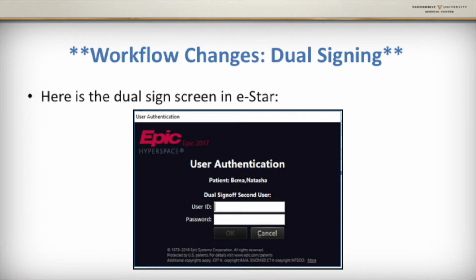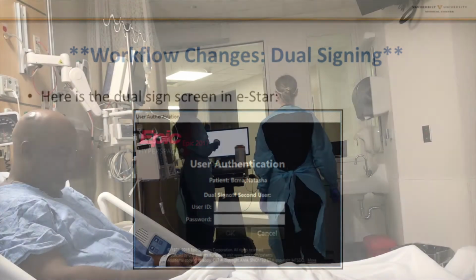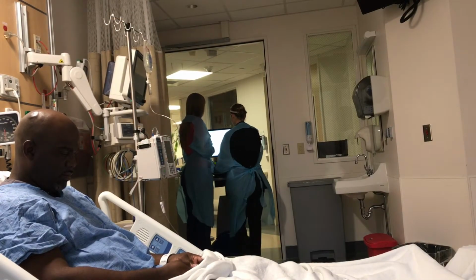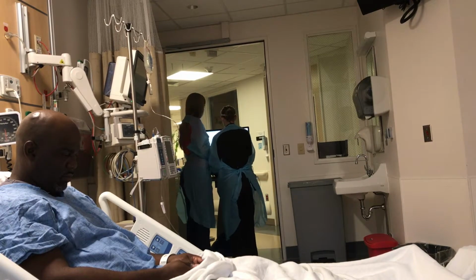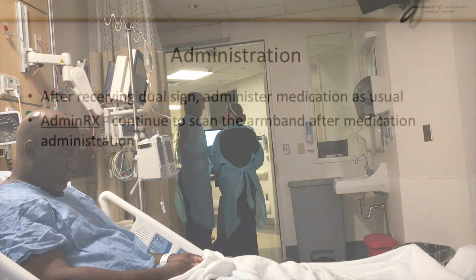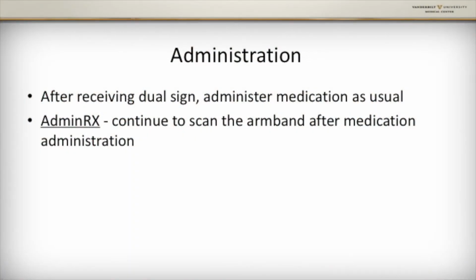This is what the dual sign screen looks like in eStar. You will simply need to enter your VUNITE ID and password. After the medication has been co-signed, you can administer the medication as usual. In AdminRx, you will need to continue to scan the armband after the medication has been administered.